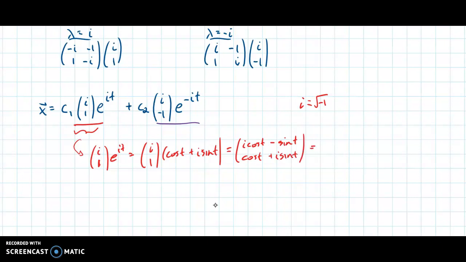And then because I know where this is going, I'm going to split these into the real and imaginary pieces, which is i times (cosine t, and then in the bottom, sine t). That is this and this piece, plus the real stuff, which is my minus sine t and my cosine t.